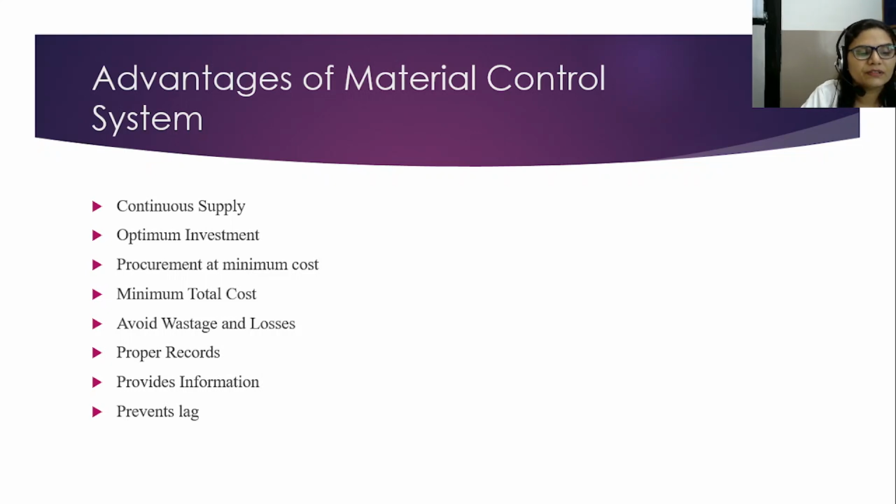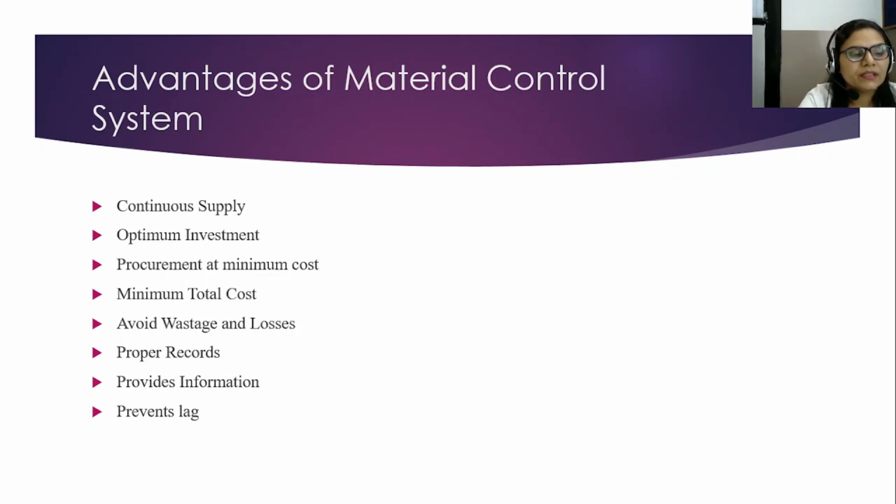Procurement at minimum cost. Purchase of quality materials and other inputs at the minimum rate from a regular supplier is ensured under the system of material control. Minimum total cost. There is a reduction in total cost, which includes ordering and carrying cost, under the system of material control. Next is avoid wastage and losses. Wastages during the storage and usage of materials due to various factors is avoided to a great extent when an efficient material control system is applied in the organization.